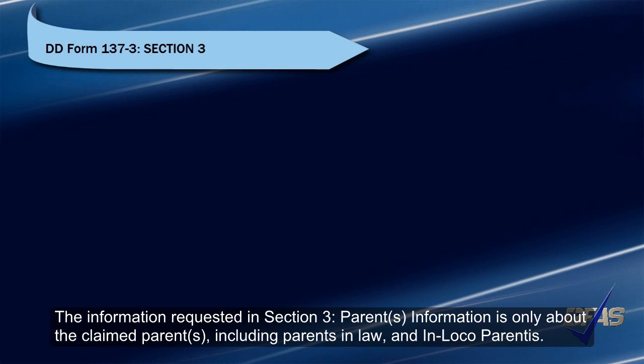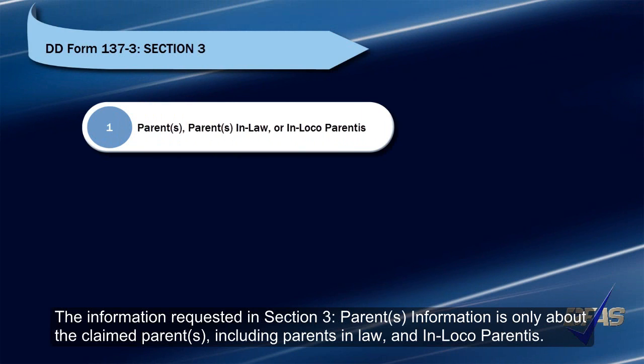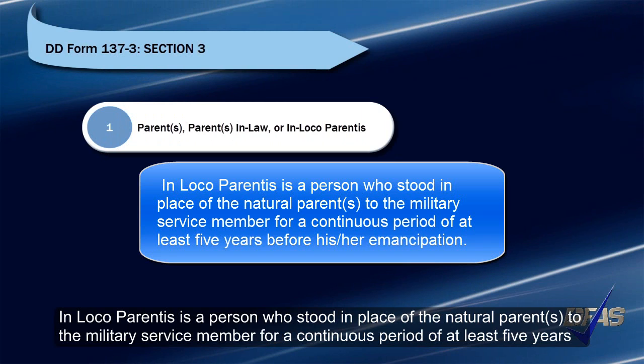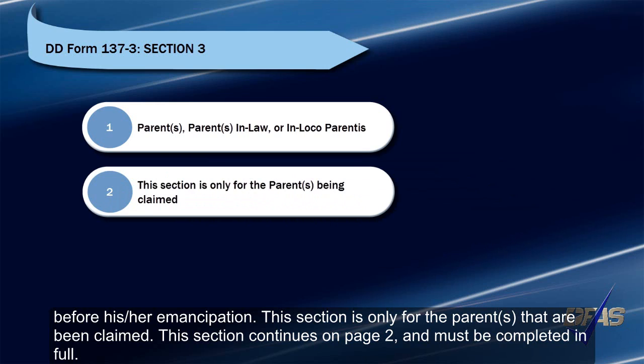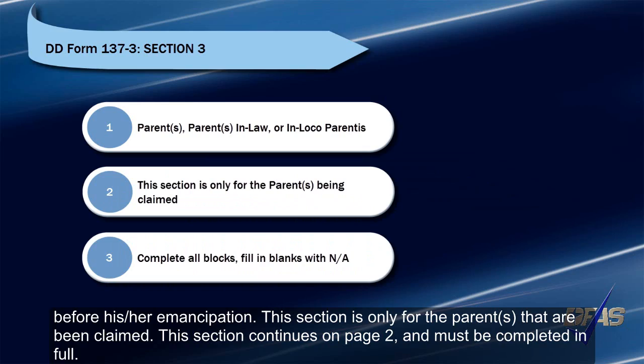The information requested in Section 3, Parents Information, is only about the claimed parents, including parents-in-law and in loco parentis. In loco parentis is a person who stood in place of the natural parents to the military service member for a continuous period of at least 5 years before his or her emancipation. This section is only for the parents that are being claimed. This section continues on page 2 and must be completed in full.